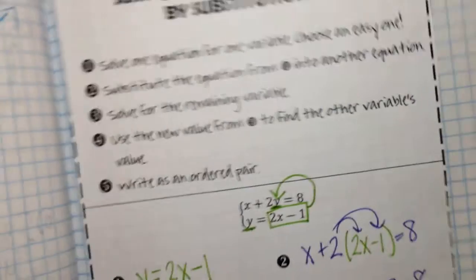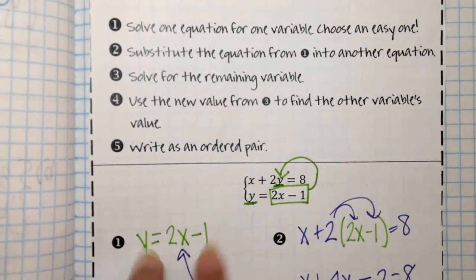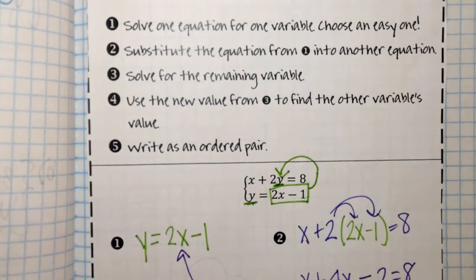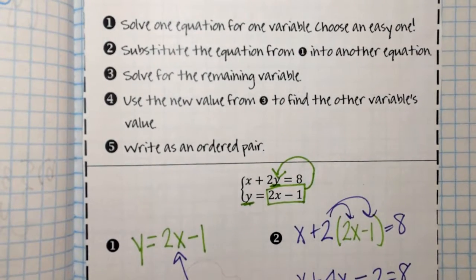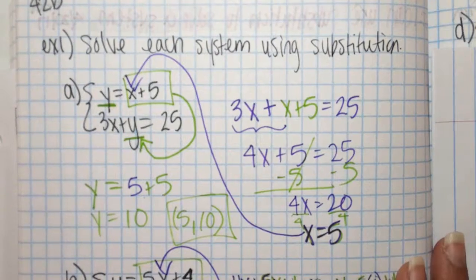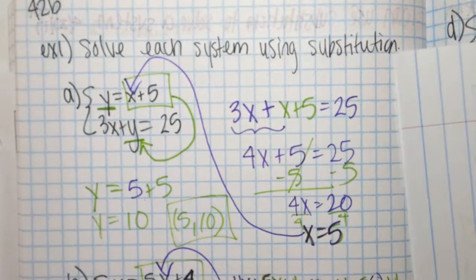If I ask you to solve using substitution, what do we do? Substitute. That means that we're looking for what? When I ask you to substitute, what do you usually look for before we substitute? For the variable that's by itself, right? Alright, so we look for the variable that's by itself.